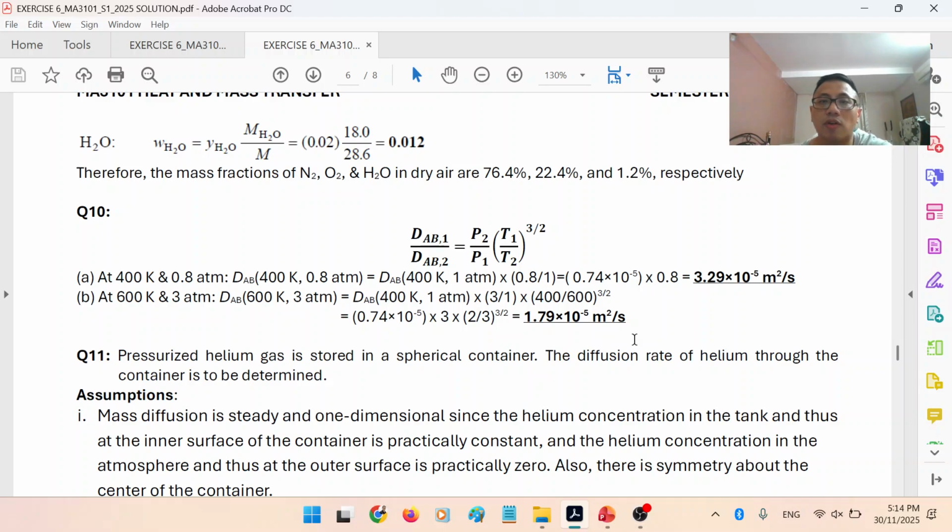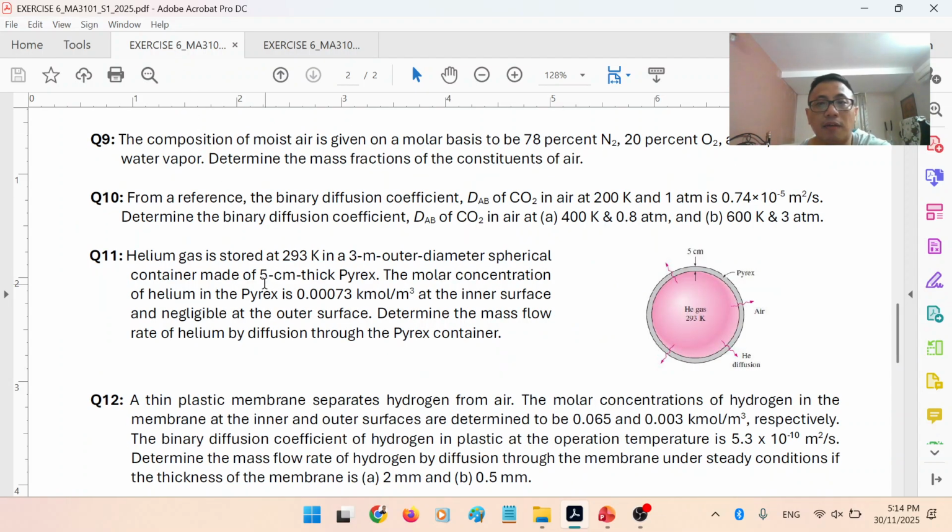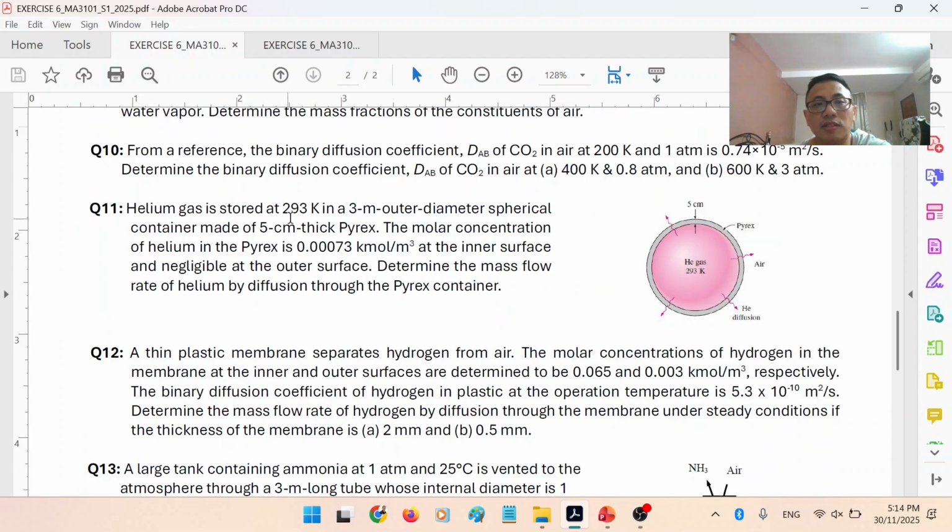Alright, so this is quite straightforward. This is a very useful equation for us to predict the diffusion coefficient at different temperature and pressure with the reference value. Okay, now helium gas is stored at 293 Kelvin in a 3 meter outer diameter spherical container made of 5 centimeter thick Pyrex.